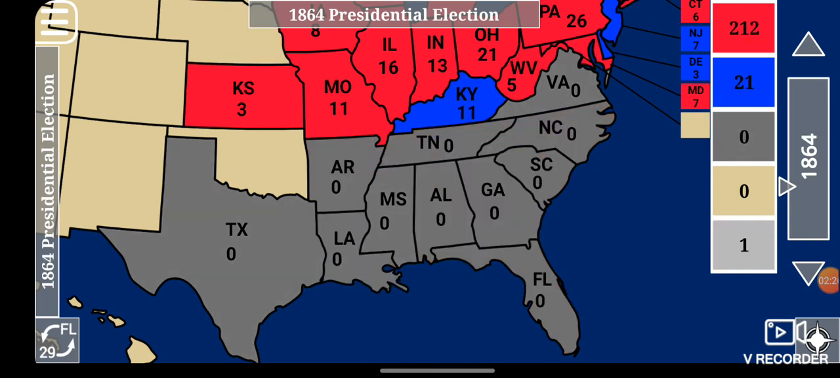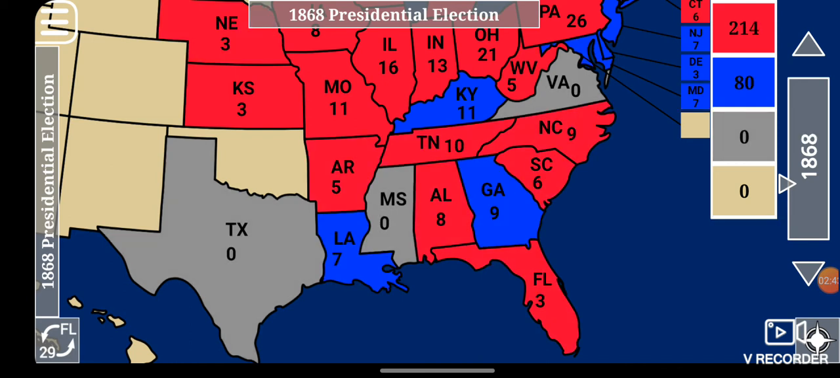So in 1864, I would vote for McClellan. I mean, come on, George McClellan is a general, but if McClellan was president before, I would, but I'd have to still vote Lincoln. So next we go to 1868.